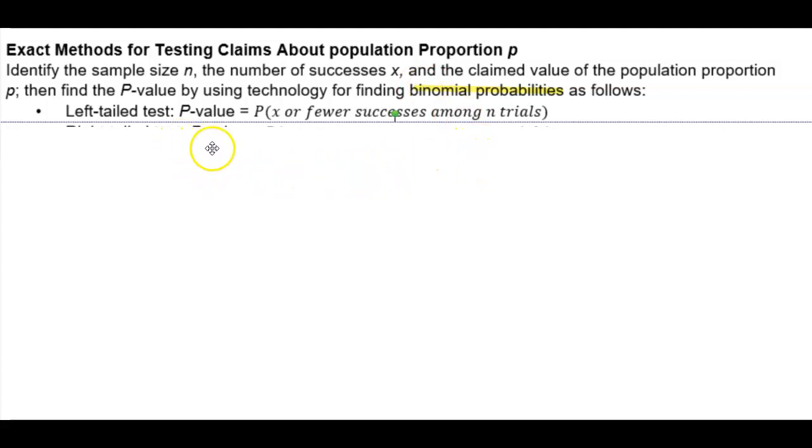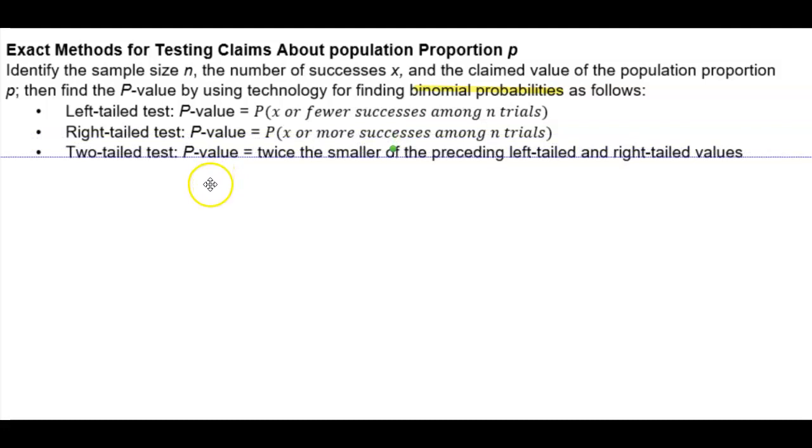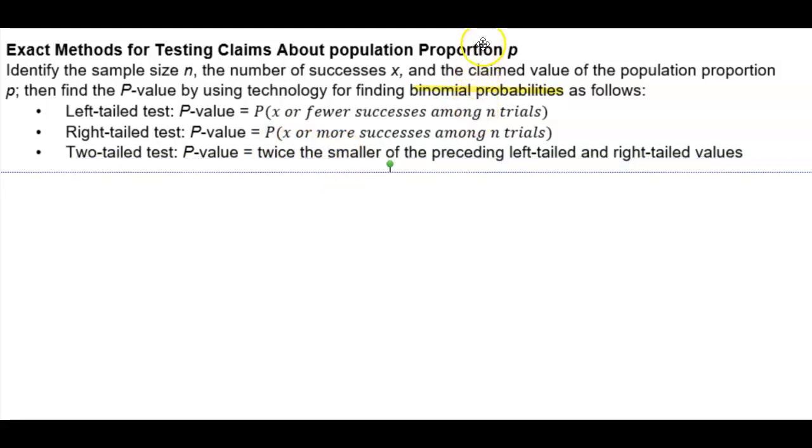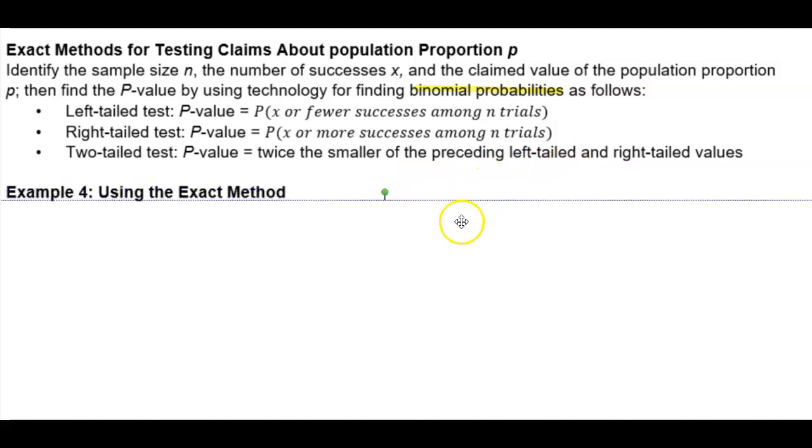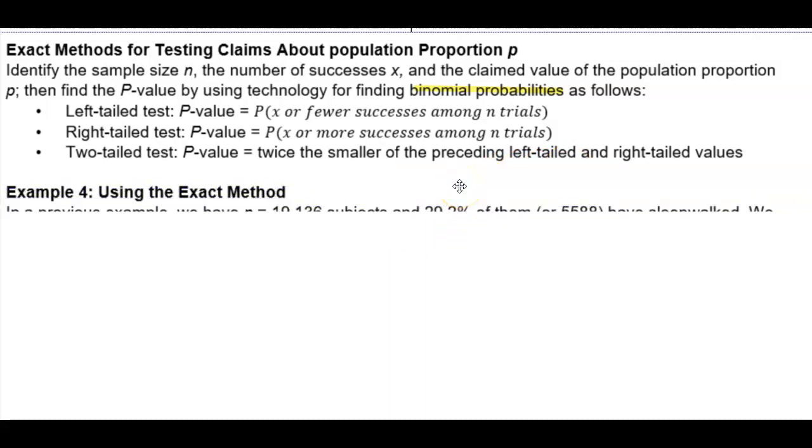For a left-tailed test, you would say that the p-value is equal to the probability of x or fewer successes among n trials. For a right-tailed test, the p-value is equal to the probability of x or more successes among n trials. And a two-tailed test would be that the p-value is equal to twice the smaller of the preceding left-tailed and right-tailed values. So let's take a look at an example here.